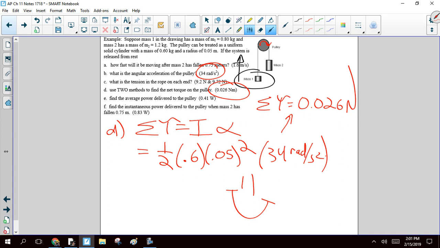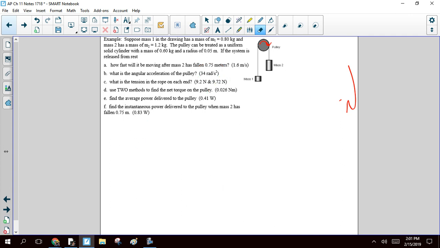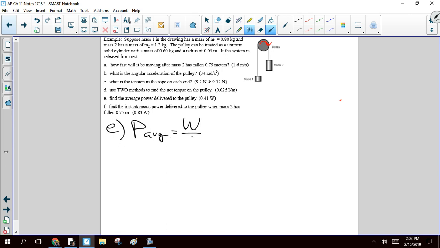All right. Part E asks for the average power. Boom. So average power is work divided by time on the pulley. So the work done on the pulley is basically just a change in rotational kinetic energy, right? Because that's the only type of energy it changes, divided by the time. So really, we just need to find our time.